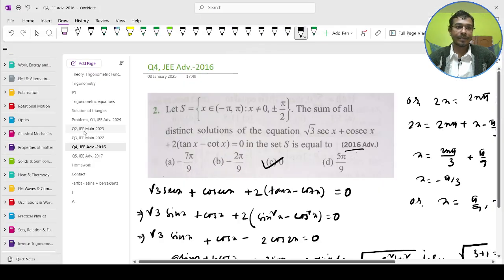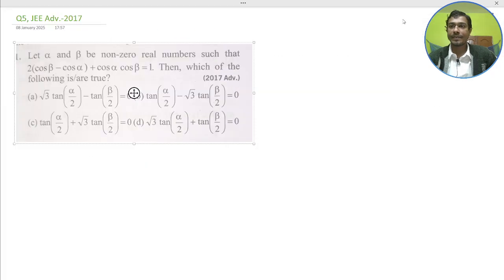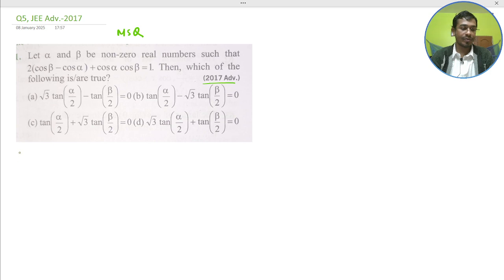Go ahead, our next and last problem, which came in JEE Advanced 2017. It says let alpha and beta be non-zero real numbers, and this is the equation: 2 cos beta minus cos alpha plus cos alpha cos beta equal to 1. Which of the following are correct? This is an MSQ type question, meaning one or more than one options are correct.